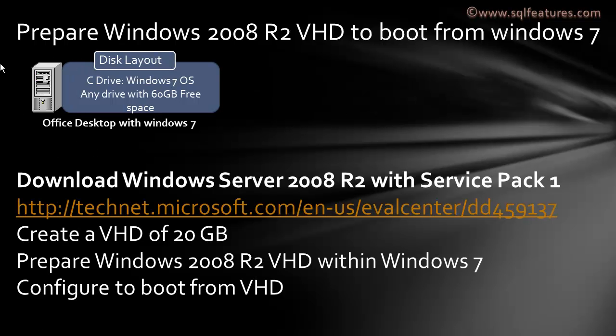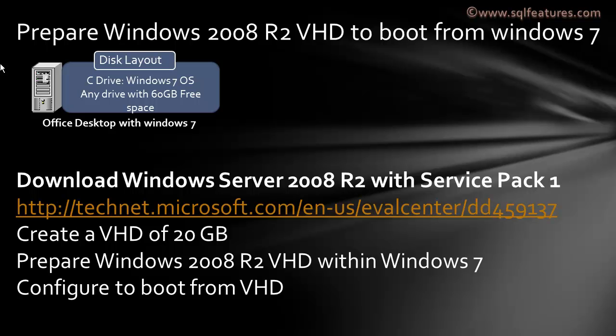So suppose this is your desktop where you have a disk layout like C drive is used for the Windows 7 OS, and if you have any other drive with around 60 GB free, that's sufficient. Otherwise you can install on C drive. All you are doing is creating a dummy file called VHD of disk space, so you'll be occupying that space, and in that space you'll be doing all the installation as well as booting from that space, and there's nothing changed in the existing operating system configuration.